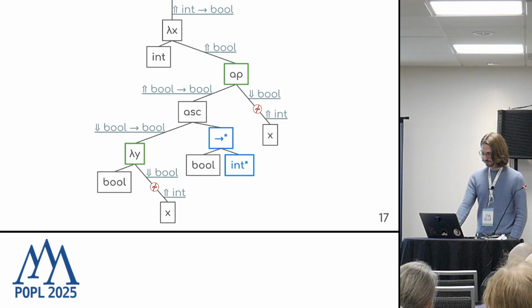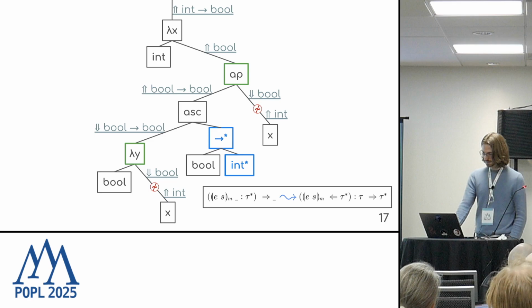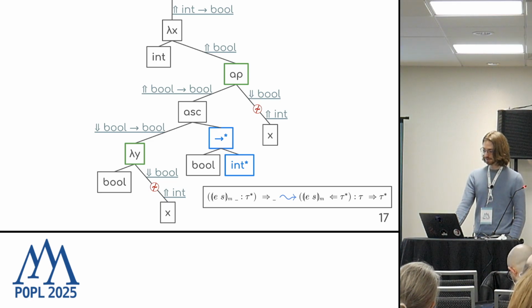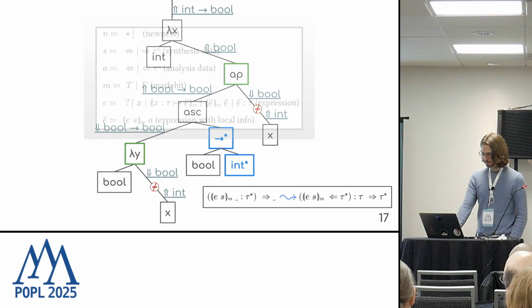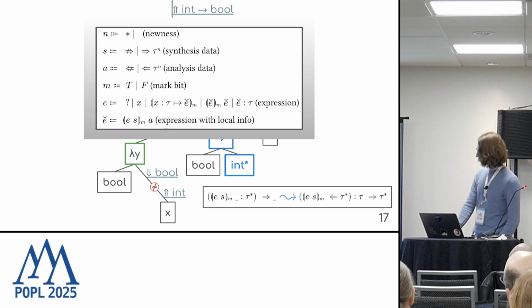So now I'm going to show some formalism. This is the inference rule that's used to step in this particular case. It's an ascription with a new type. The ascribed type is new. And actually, let me explain the syntax a bit. Hopefully you can see that.